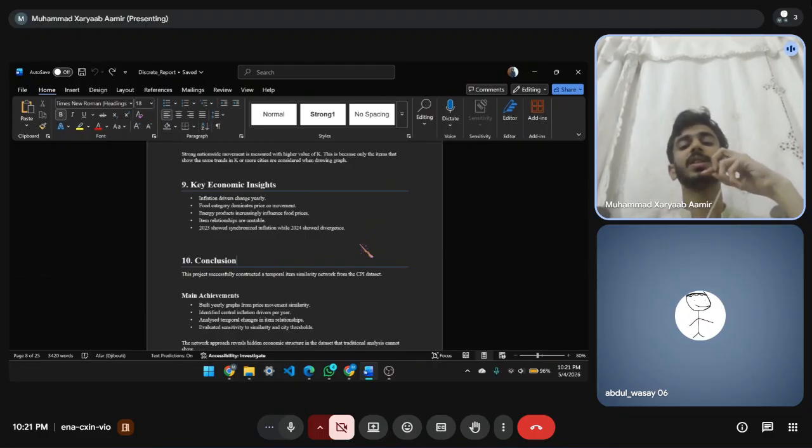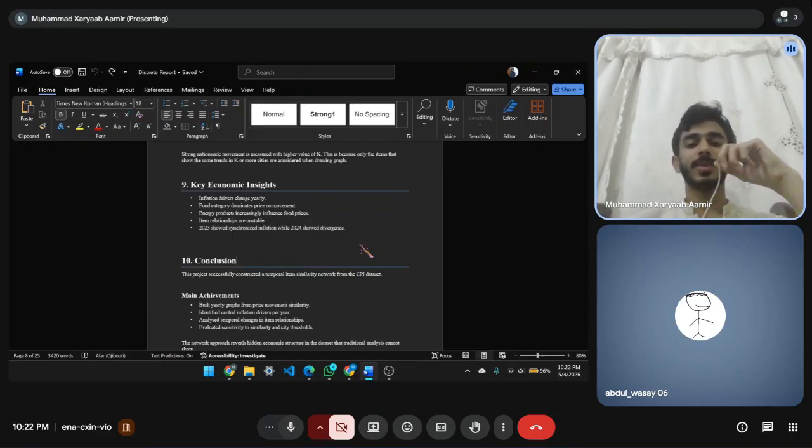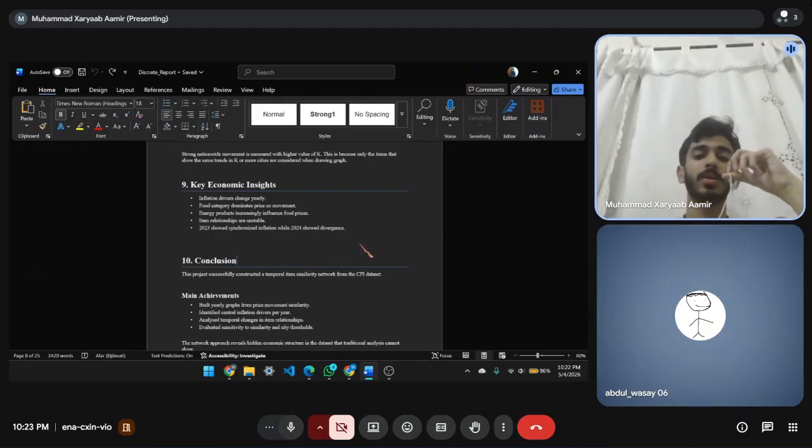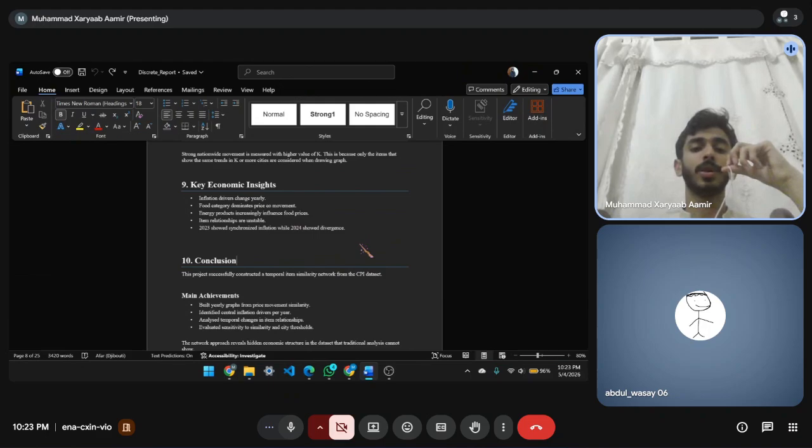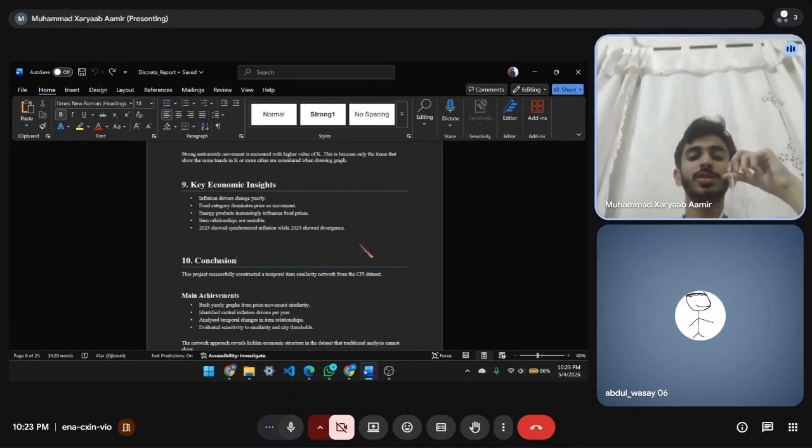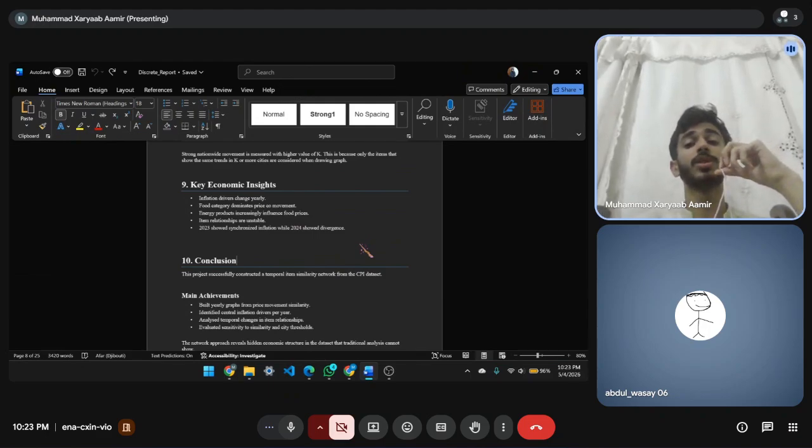These items acted like bridges in the network, meaning they affected many other prices indirectly. Then in 2025, the pattern shifts again. Now we see a mix of fuel, vegetables, and cooking related items becoming central, like petrol, tomatoes, garlic, chicken, etc. This shows that inflation became more spread out and unstable, affecting multiple categories at once.